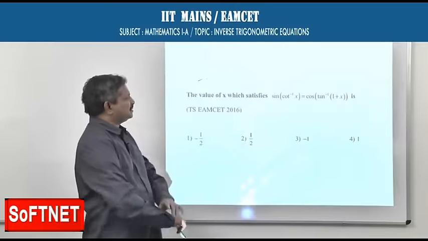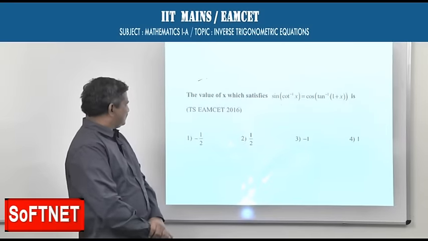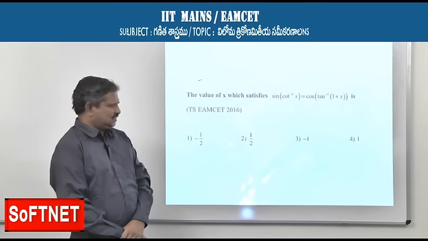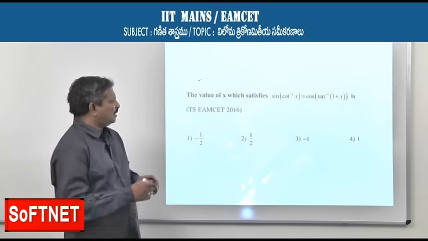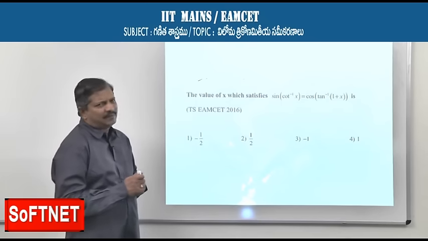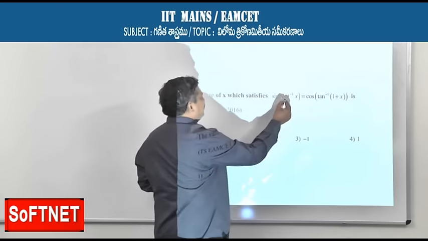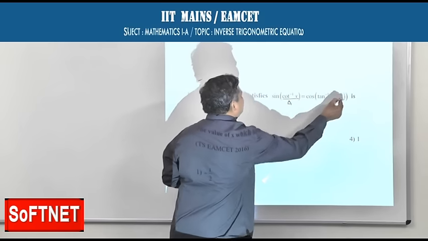This is also a previous AP EAMCET 2016 question: sin of cot inverse x equals cos of tan inverse of 1 plus x. It is given in 2016 Telangana EAMCET, TS EAMCET. Now, the same type of question we had done just now in the previous year's EAMCET question. But again we will do it. This is A, I will take the inverse wherever it is there, B.